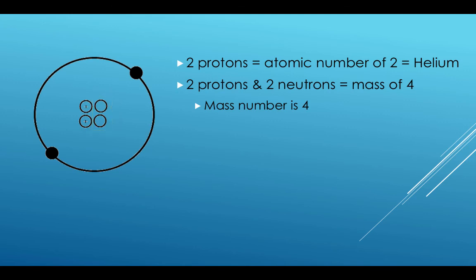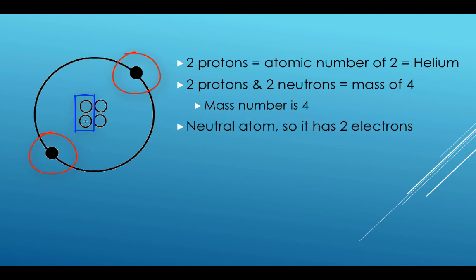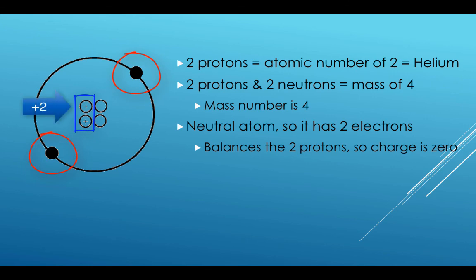If this is a neutral atom, also known as an elemental atom, then the number of electrons, the number of negative charges, must equal the number of protons, the number of positive charges. This helium atom should have 2 electrons. The 2 protons plus charges are cancelled out by the 2 electrons minus 2 charges. The net charge is 0.